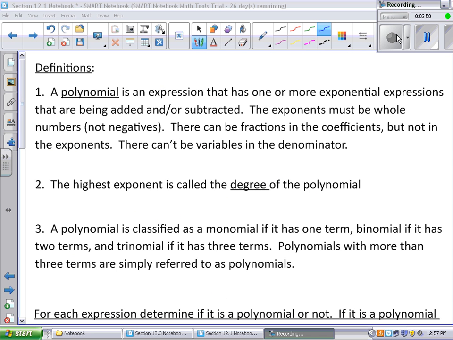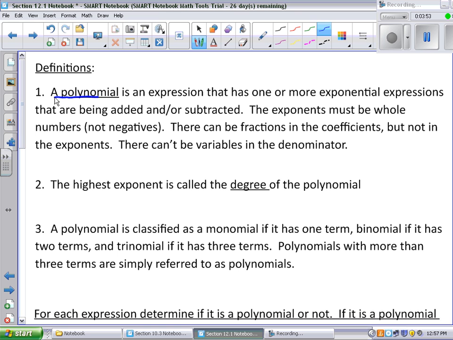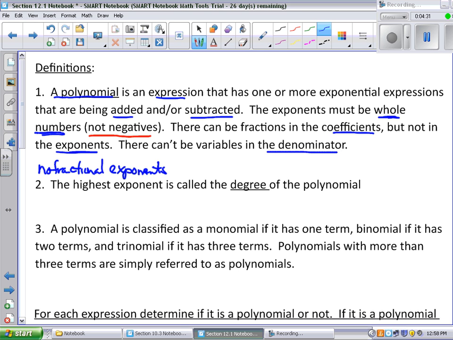Now let's get some more definitions. A polynomial is an expression that has one or more expressions that are being added and or subtracted. The exponents must be whole numbers. That means they can't be negative. There can be fractions in the coefficients, but there are not fractions in the exponents. No fractional exponents. And there cannot be variables in the denominator.